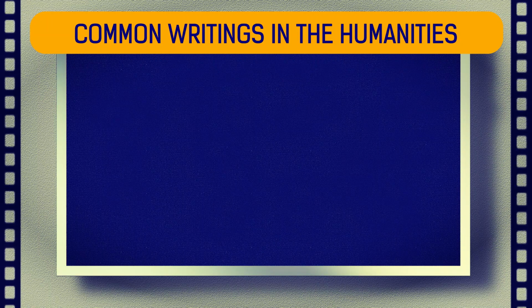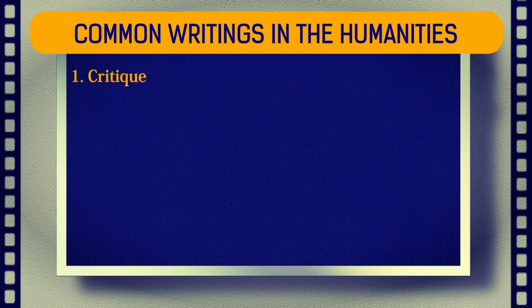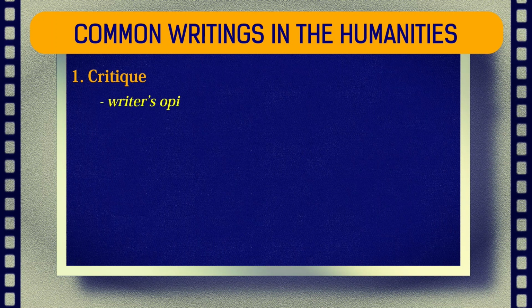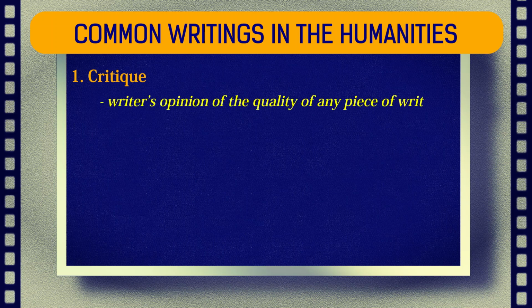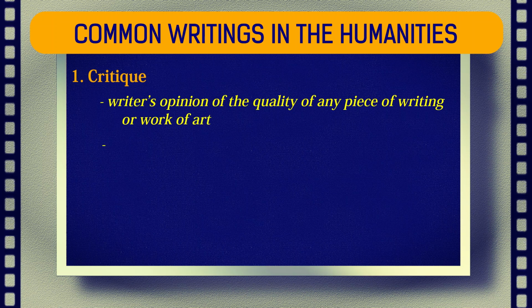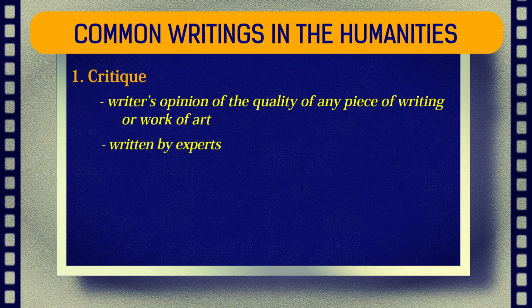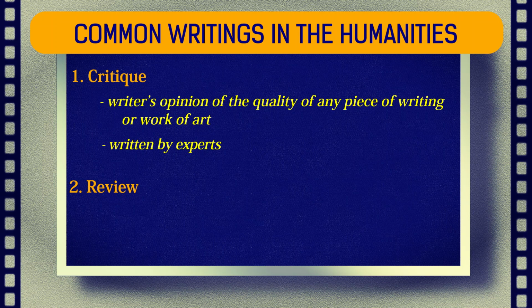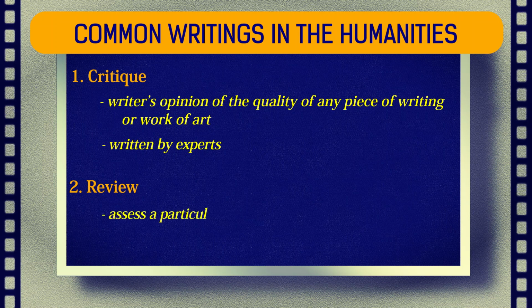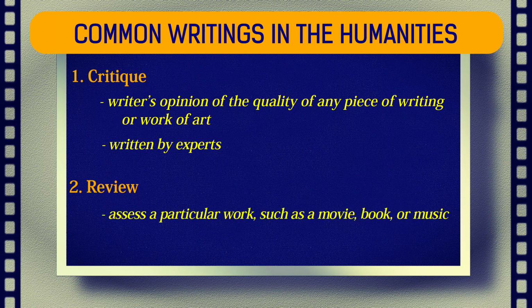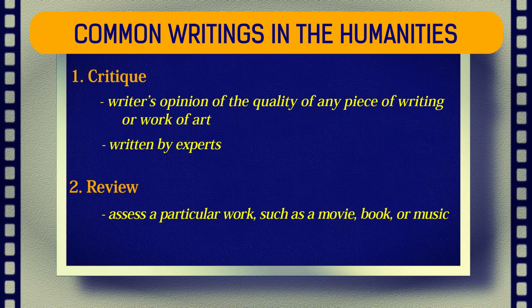Here are some common writings in the humanities. Critique. This concerns a writer's opinion of the quality of any piece of writing or work of art, and is usually written by experts. Review. Reviews may assess a particular work, such as a movie, a book, or music.